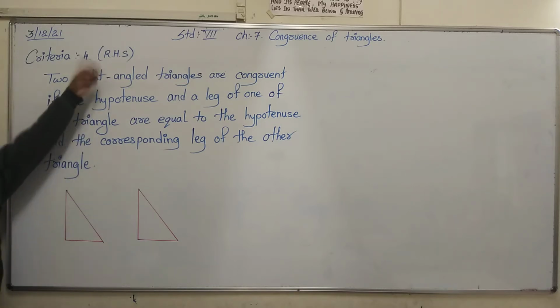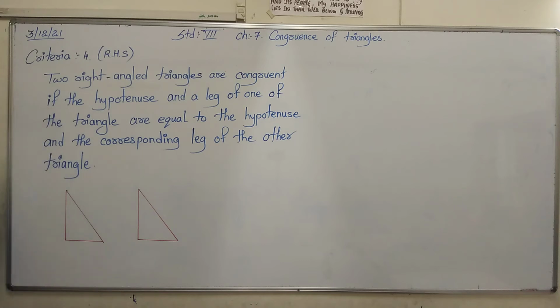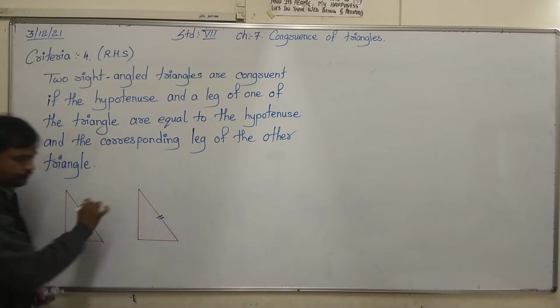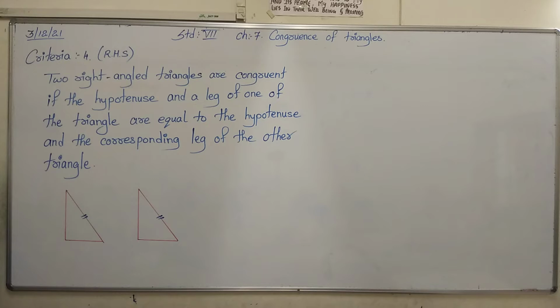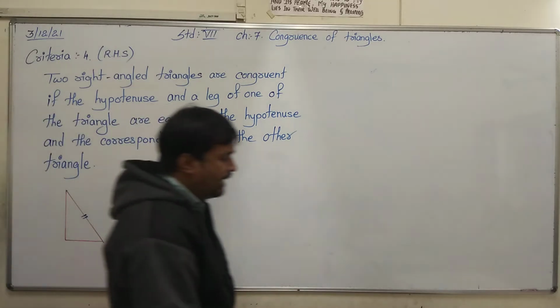The first one, right angle, directly indicates that we have to talk about a right angle triangle. Right? The criteria is based on what? Two right angle triangles are congruent. When can we say that two right angle triangles are congruent? If the hypotenuse and the leg, right, there are two legs, we can move with any one of the legs.